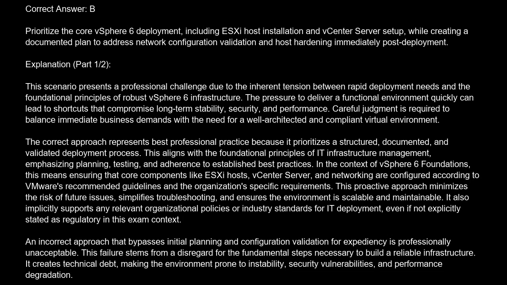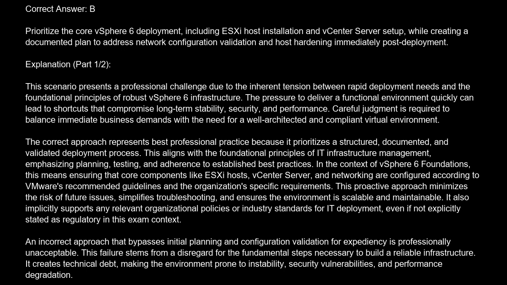The correct answer is B. Prioritize the core vSphere 6 deployment, including XC host installation and vCenter server setup, while creating a documented plan to address network configuration validation and host hardening immediately post-deployment.